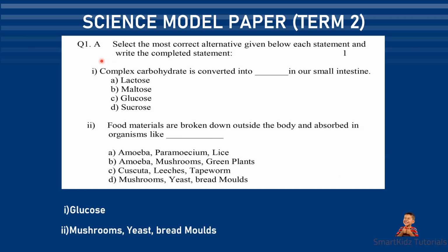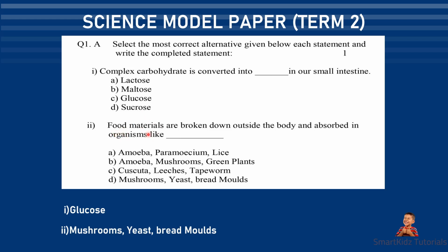So let's begin with the first question. Question 1A: select the most appropriate alternative given below each statement and write the completed statement. This is for 1 mark, and there are 2 questions here. Complex carbohydrate is converted into dash in our small intestine. There are options given. The answer is glucose. So complex carbohydrate is broken down or converted into glucose, which is then assimilated further.